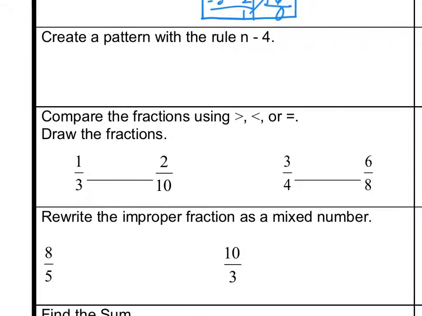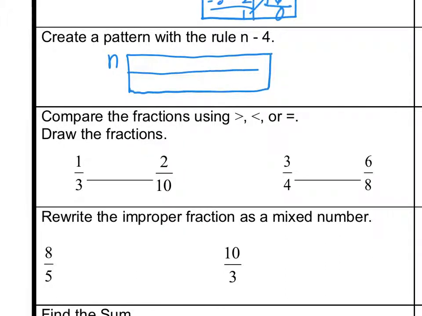All right, create a pattern with the rule n minus 4. So we're going to let n be our top row here, our input, if you will. Our bottom row will be our output. That means what will happen as a result of applying the rule. And we're going to start, the easiest thing to do is just start with 1 as your n.